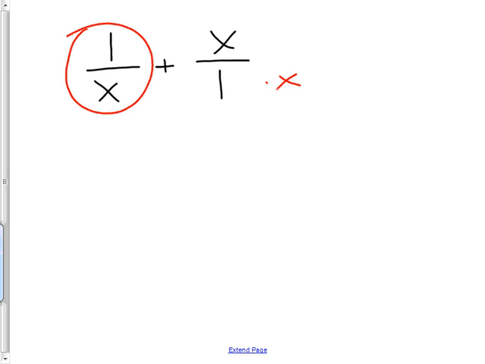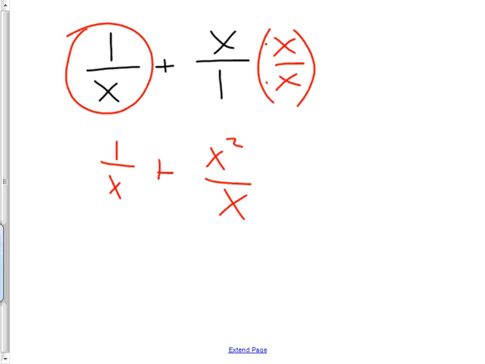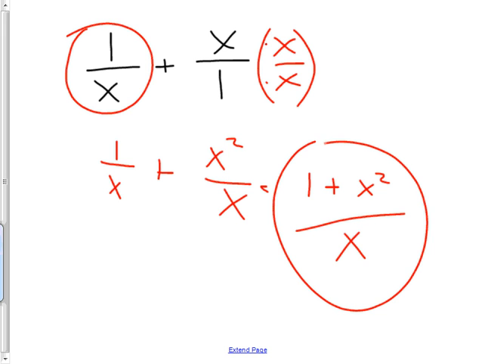Multiply by x here. Can do that. Can also do it on top. Then it's okay, because really I just multiplied by 1. That's why that's okay. So this was 1 over x, and this one's x squared over x. And then can they actually be added together? Yes. 1 plus x squared over x. And then, now that we found a common denominator and got this answer, that is the answer.